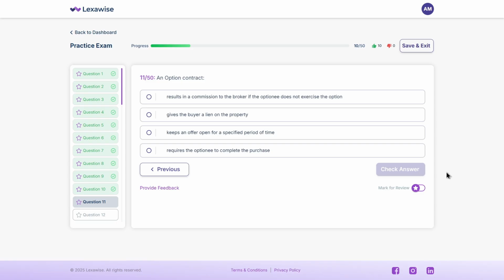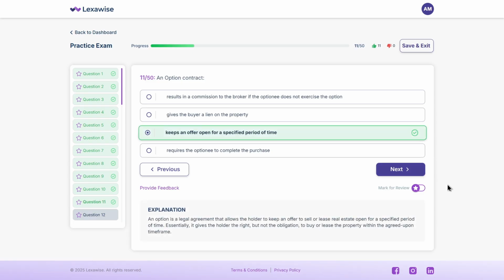The correct answer is C, keeps an offer open for a specified period of time. An option contract allows the potential buyer to purchase the property at a set price within a set time frame, but they're not required to follow through unless they choose to.